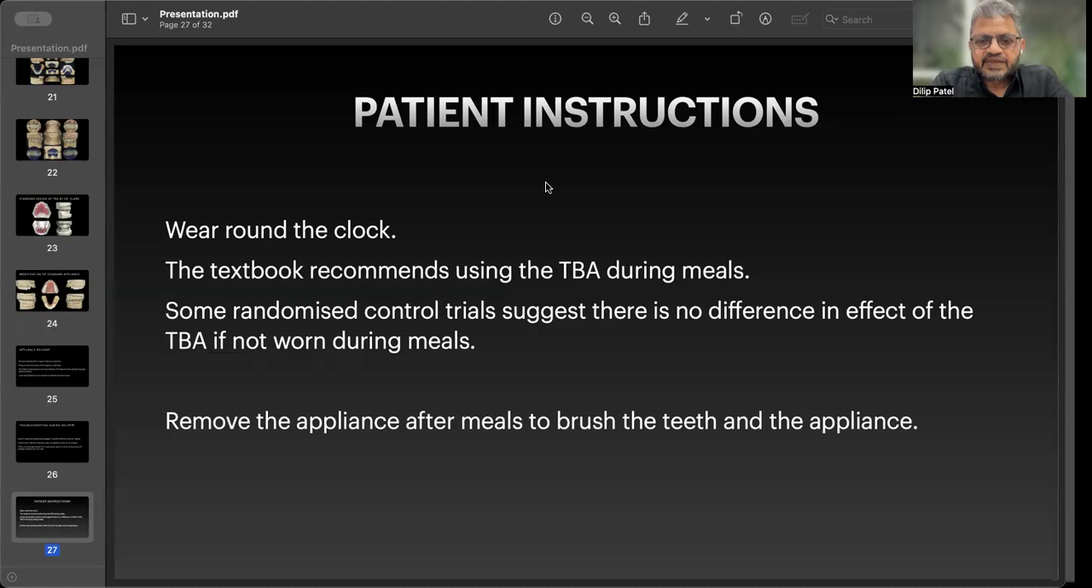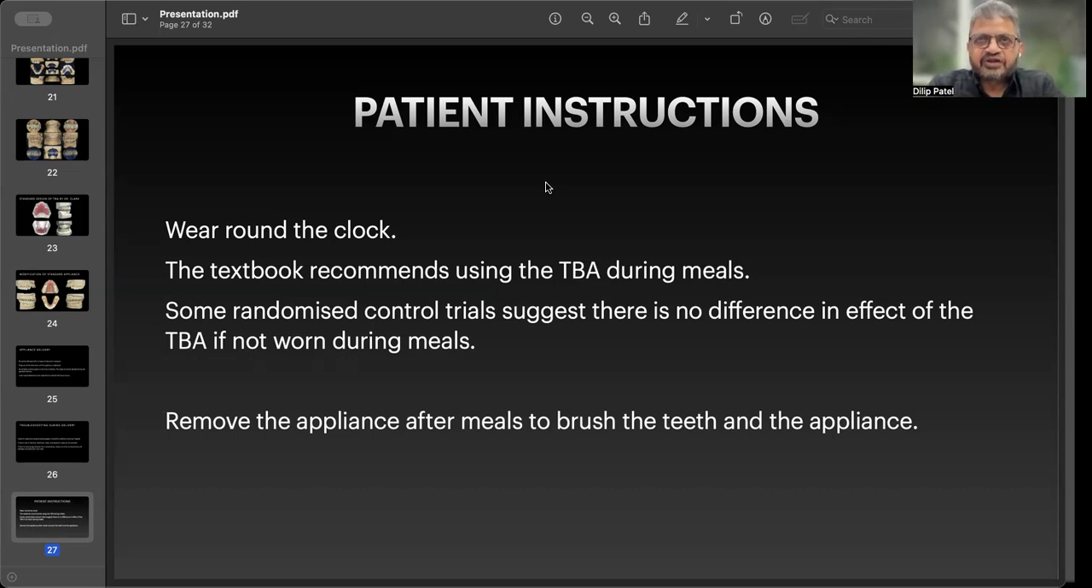Patient instruction. As with any removable appliance, the patient must be fully motivated. Before you convert the patient to the myofunctional appliance, you should explain the limitations of the twin block appliance, what is going to happen in the initial 3-4 days, and what is the outcome of the myofunctional therapy or twin block appliance. And this is a wonderful technique. You can do it without any surgery, even in a severe skeletal deformity. So ask the patient to wear it round the clock.